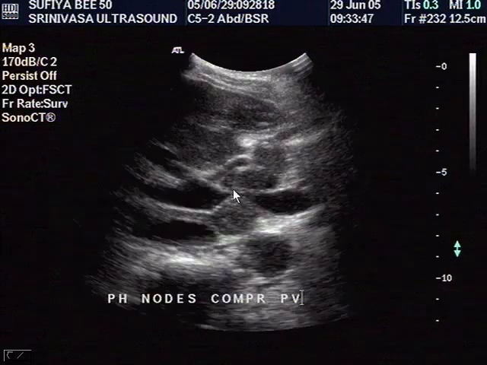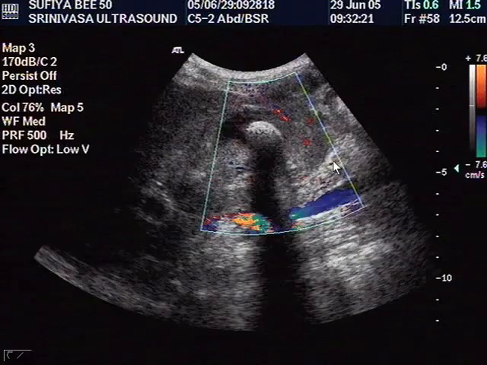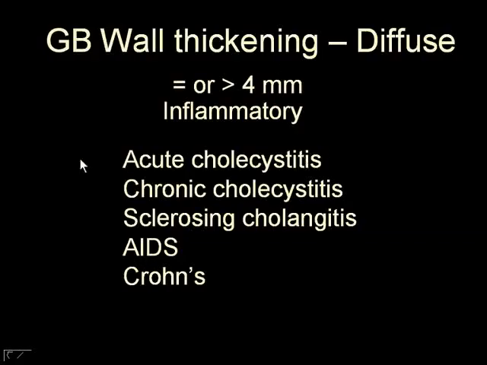Not only that, there is porta hepatis lymphadenopathy, and what is compressed? The portal vein is compressed, and that's the color Doppler or the power Doppler of the portal vein. That's the mass again showing neoangiogenesis. That is the tumor vascularity of the GB lesion. Diffuse thickening is oftentimes non-inflammatory. It could occur. I'll just finish with this and we will stop. I still have time. Okay.